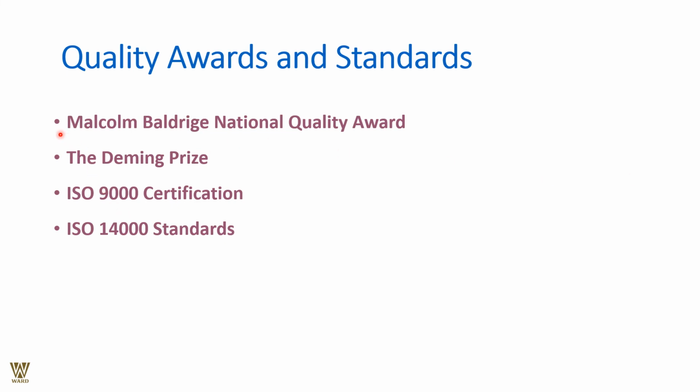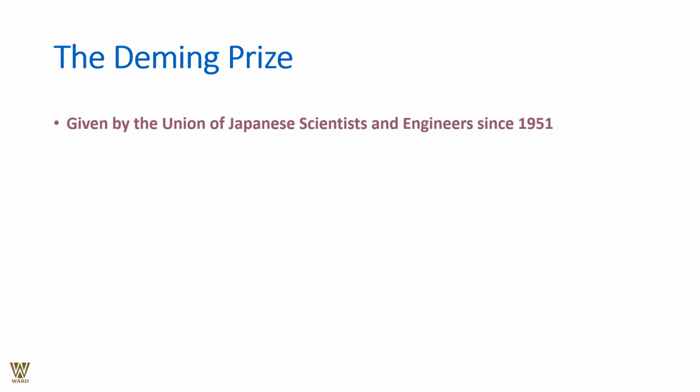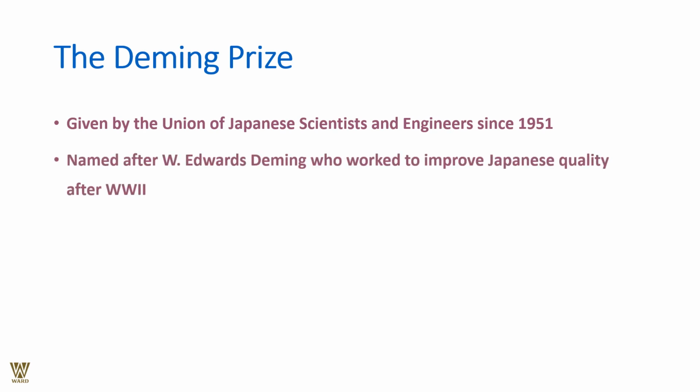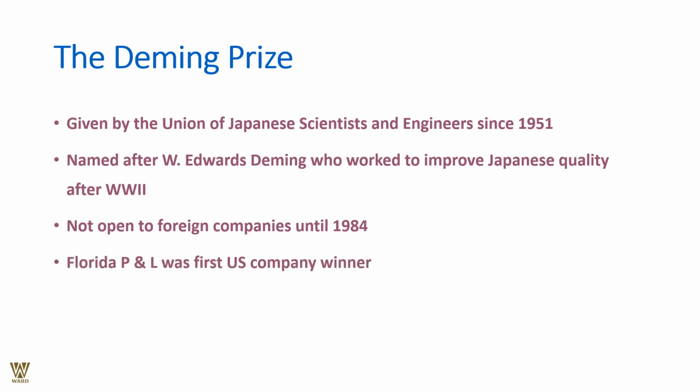So, quality awards and standards. One of the best things that comes around is the Malcolm Baldrige National Quality Award. This is a benchmark altogether. We also have the Deming Prize. Now a worldwide certification organization stands as ISO 9000, the International Organization for Standardization. ISO 14000 standards have also been espoused for having quality consciousness. The Deming Prize has been given to a union of Japanese scientists and engineers since 1951, so approximately 71 years old. This prize is named after W. Edwards Deming, who worked to improve Japanese quality after World War II. It was not open to foreign companies until 1984. This is the true fact. Florida Power and Light was the first US company winner.